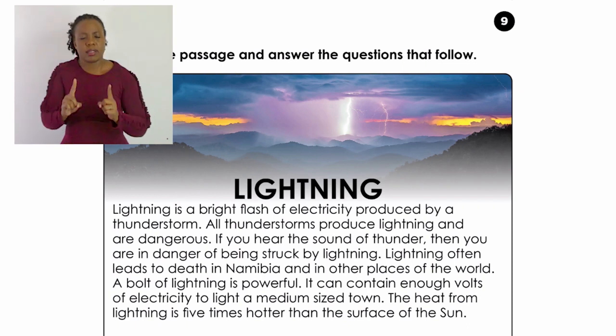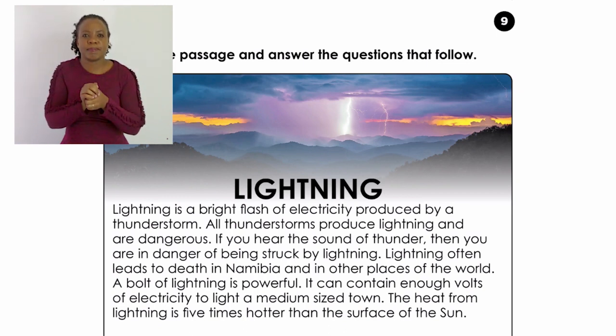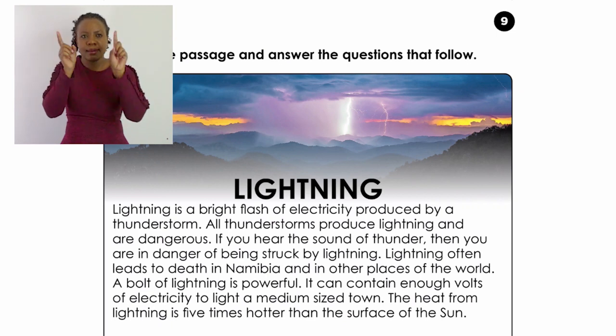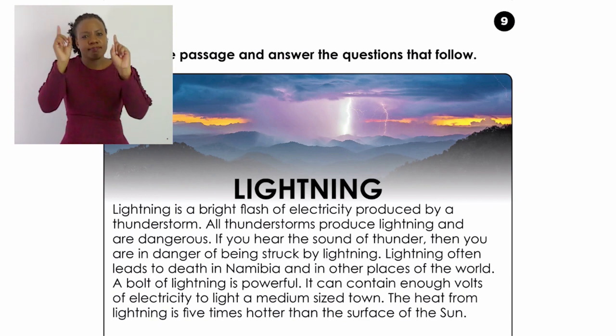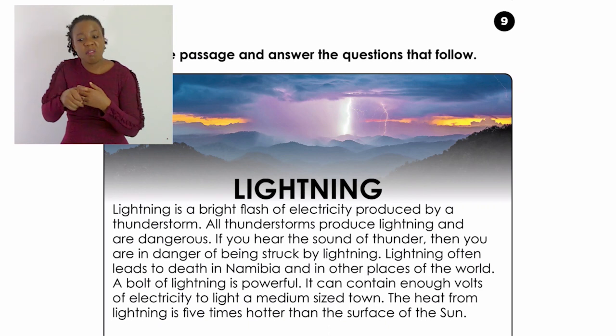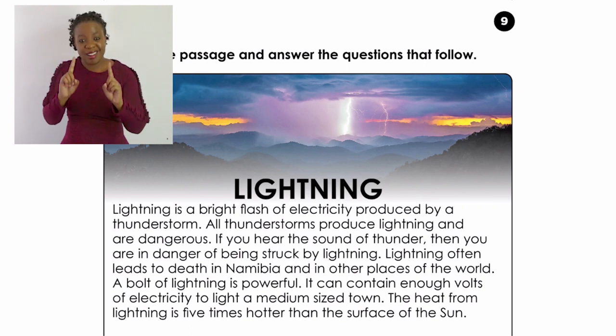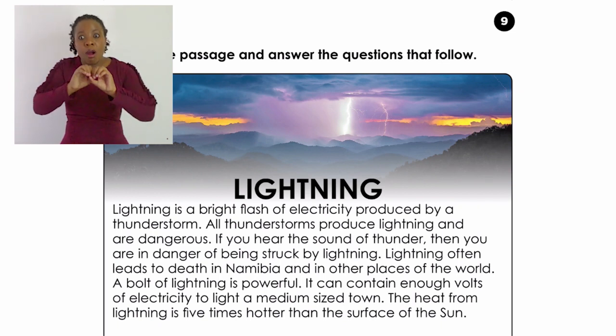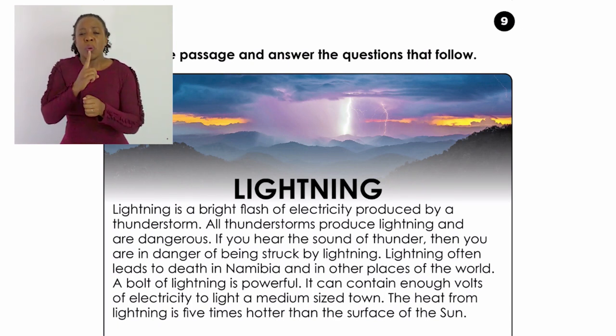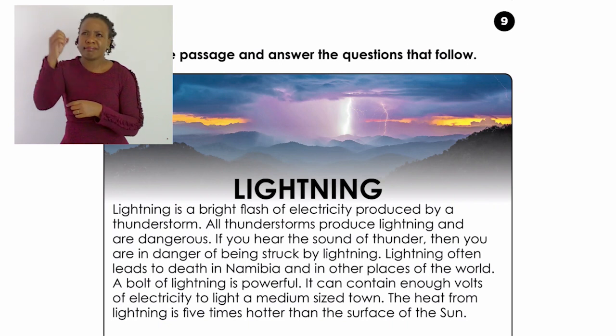Lightning. I'm sure we're all familiar with lightning. Lightning is a bright flash of electricity produced by a thunderstorm. All thunderstorms produce lightning and are dangerous. If you hear sound from thunder, then you are in danger of being struck by lightning. Lightning often leads to death in Namibia and in other places of the world. A bolt of lightning is powerful. It can contain enough volts of electricity to light a medium-sized town. The heat from lightning is 5 times hotter than the surface of the sun.